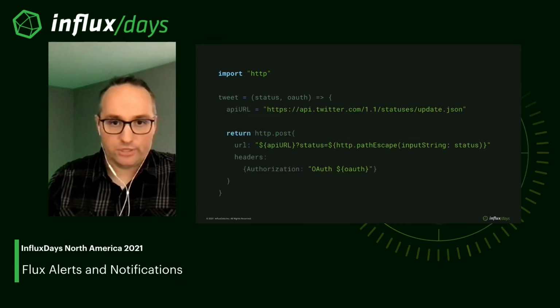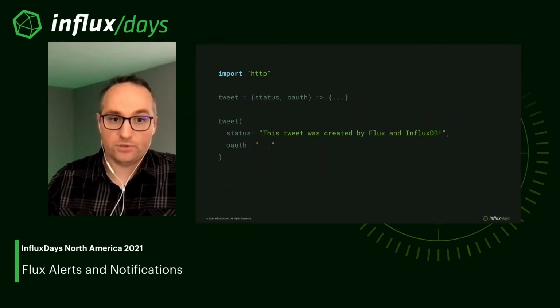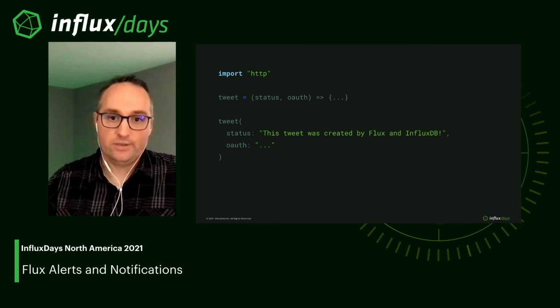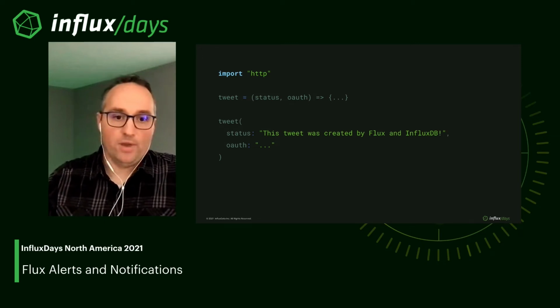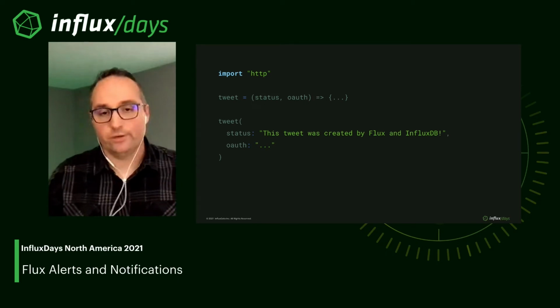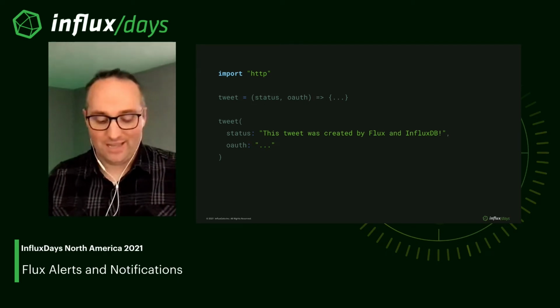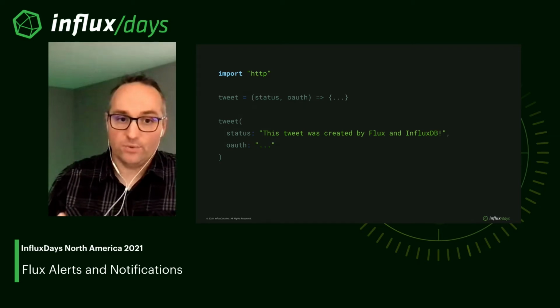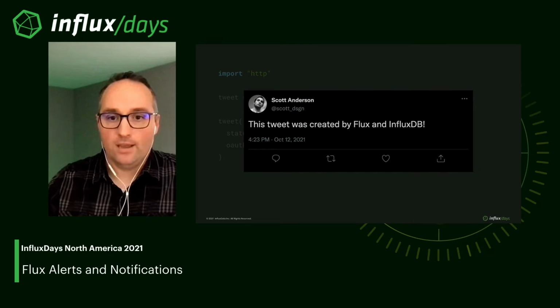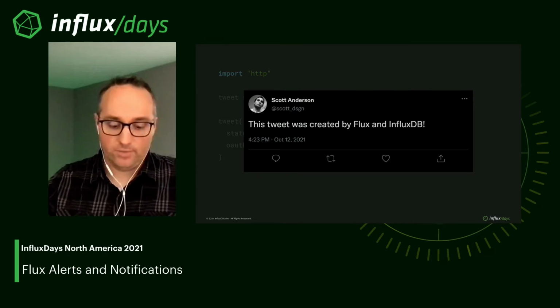I'm going to collapse my custom function definition. To use it, I just call my function and pass it the parameters. I pass it the status. I would include OAuth credentials, but it's a really long string and they're sensitive credentials, so I'm not going to put it on a slide. But essentially, when I execute this function, it will create a tweet. So it's a really simple integration, but tons of flexibility.